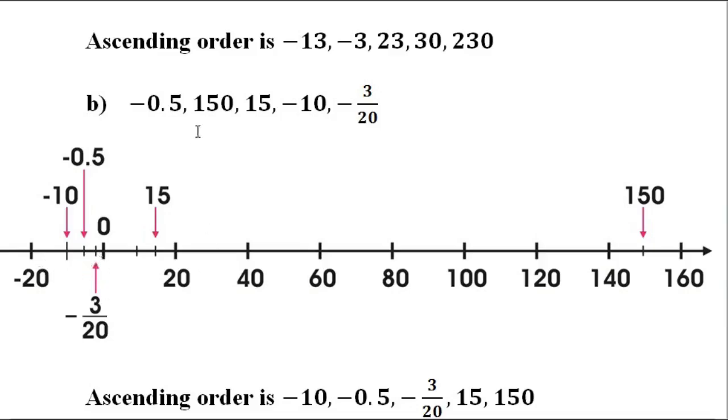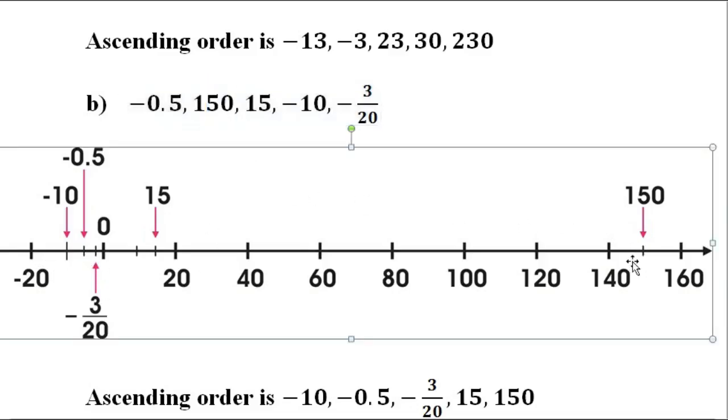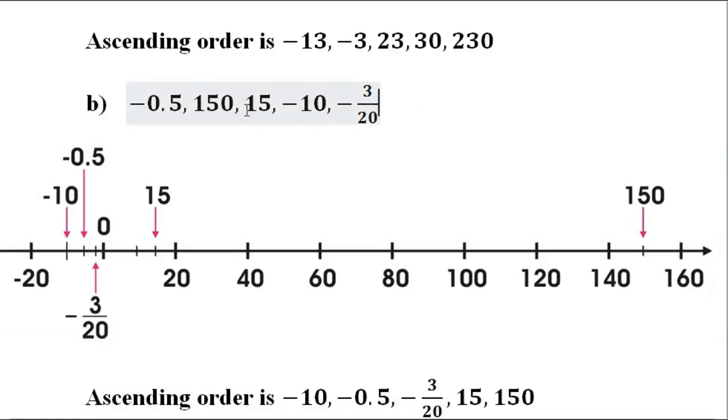The second number is positive 150, which falls between 140 and 160. The third number is positive 15. First, I'll find the correct place for 10, which is the midpoint between 0 and 20. Then I'll find the midpoint between 10 and 20, which is the correct place for 15. Our next number is negative 10, which lies between 0 and negative 20.